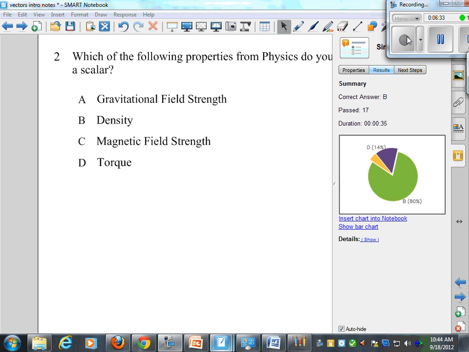Gravitational field strength, which way does gravity point? Down. Always has a direction down. Density is a scalar. Magnetic field strength is always from north to south, right? There's a direction of the magnetic field. And torque is like a twisting kind of force thing. So it's kind of like clockwise and counterclockwise. And I wouldn't expect you to know that. That's okay. No worries.